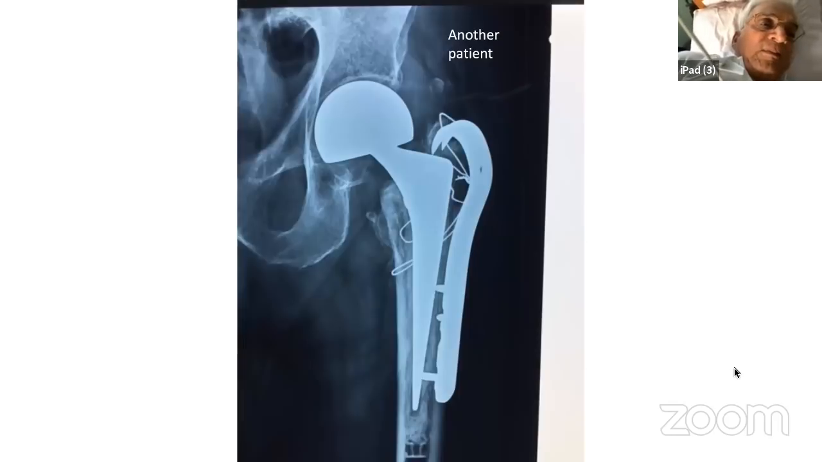Next, please. This is another patient, identical situation, and I added up along with the hook plate, the cerclage wire, and it was a cemented prosthesis because I felt the bone was not too strong. Next, please.